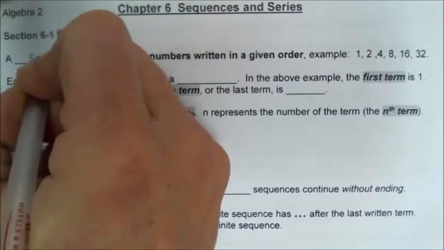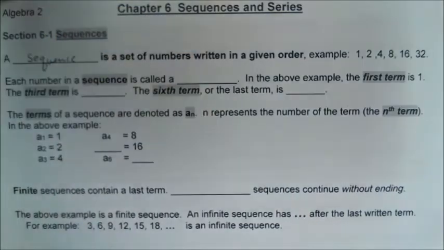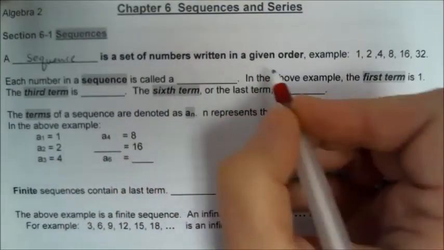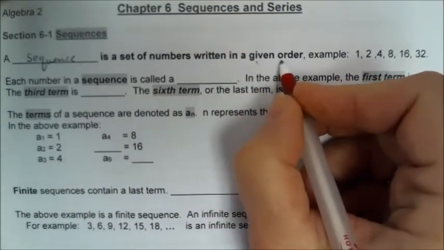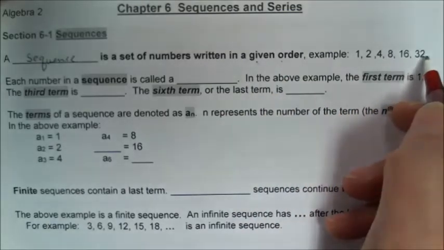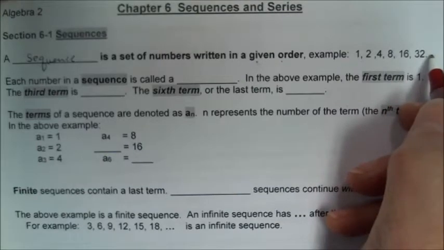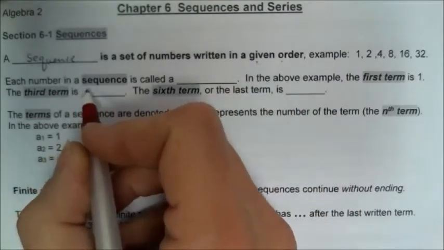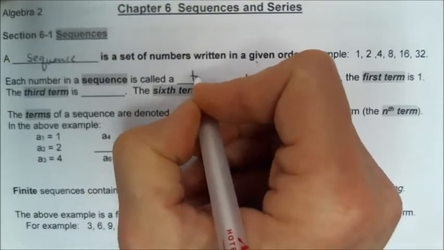A sequence is a set of numbers written in a given order. So order is important with sequences. For example, here's a sequence: 1, 2, 4, 8, 16, 32. They have to be written in that order. Each number in a sequence is called a term.